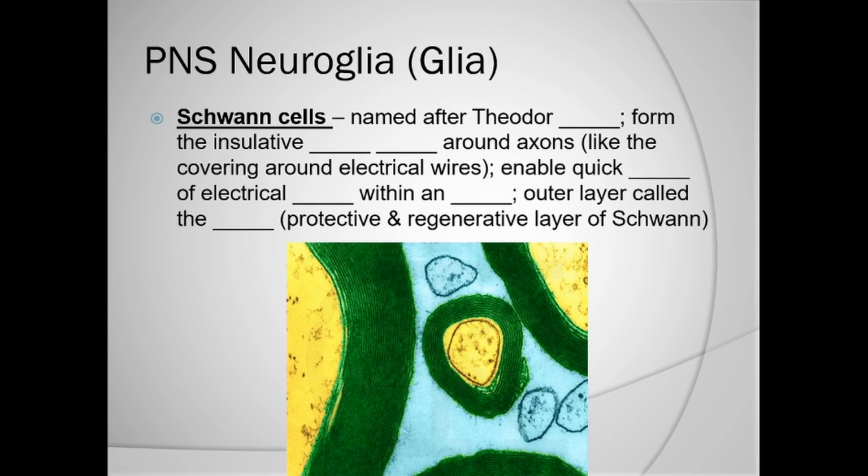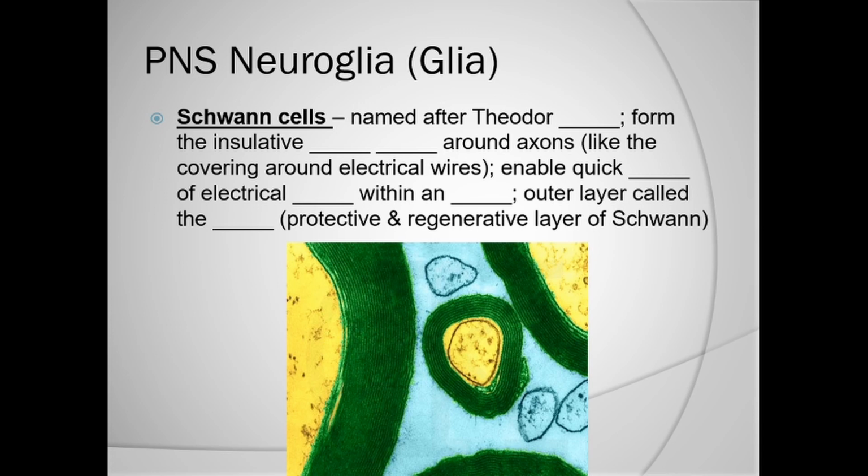They enable quick conduction of electrical impulses within an axon. If you look at the picture down below, the yellow portion of the structure is the axon. Imagine the axon is like an electrical wire that has been cut in half longitudinally, and you are looking inside the axon. The axon is the yellow part.